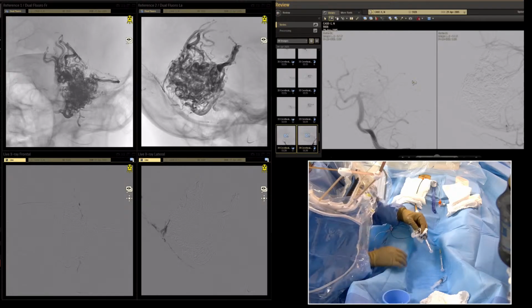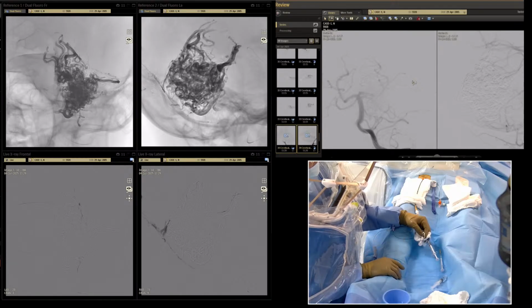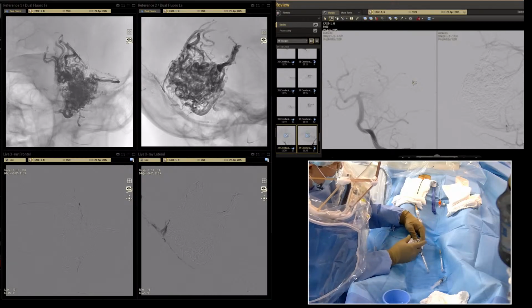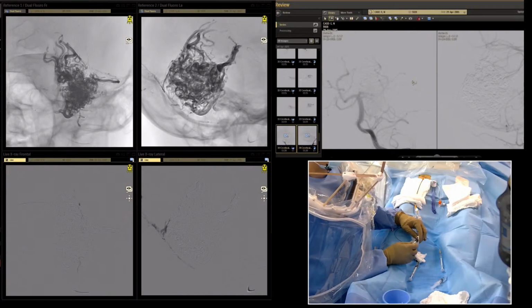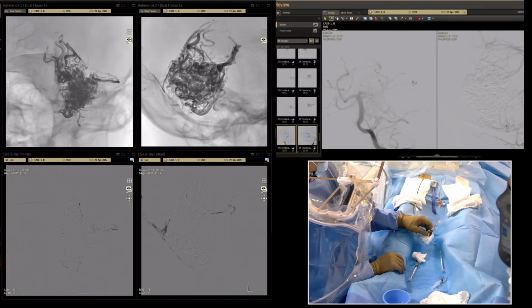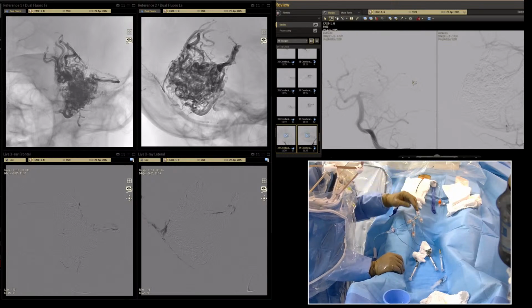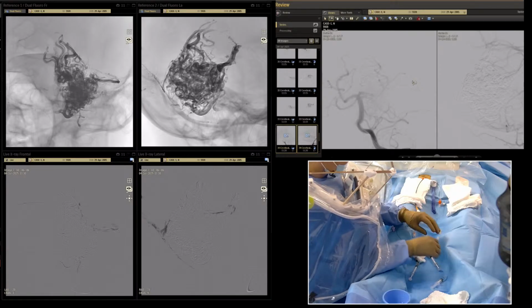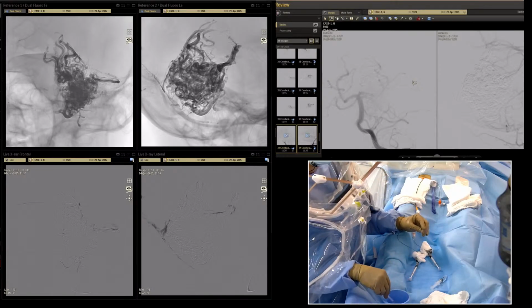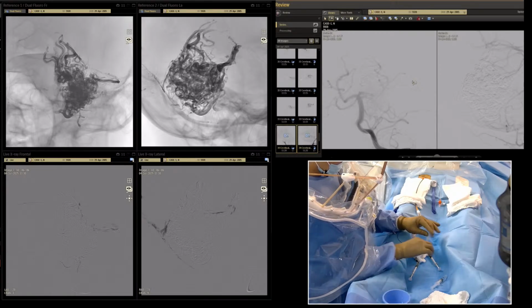Okay. On AP we can control the distal dural penetration. On lateral we can control the reflux. Okay, let's leave the dural branch and work with the superior cerebellar. There is a reflux. We are working more than 20 minutes now. Okay, let's wait.